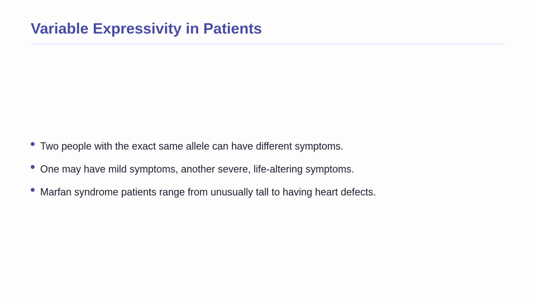Now that we understand the definition, let us explore why variable expressivity is incredibly important for understanding genetic diseases. When a genetic trait shows variable expressivity, it means that two people with the exact same mutant allele might have vastly different physical symptoms. One person might have a very mild, almost unnoticeable version of the trait, while another person might suffer from a severe, life-altering version.